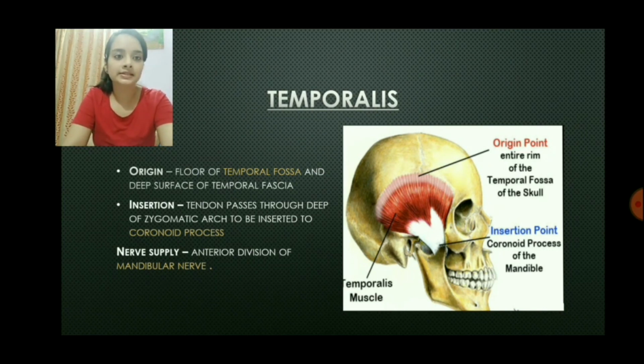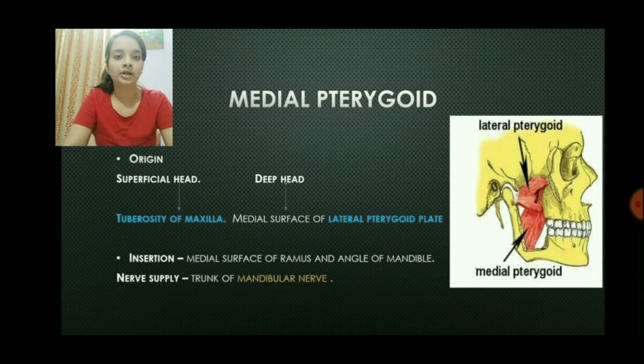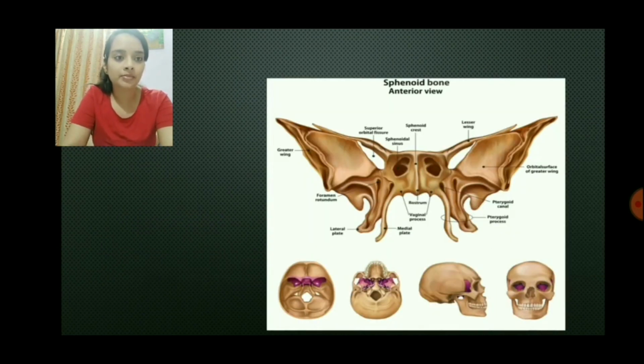The next muscle is medial pterygoid. The origin of this muscle is through two heads. It is basically divided into two heads, superficial head and deep head. Superficial head arises from the tuberosity of maxilla, and the deep head arises from the medial surface of lateral pterygoid plate. Lateral pterygoid plate is a part of sphenoid bone.